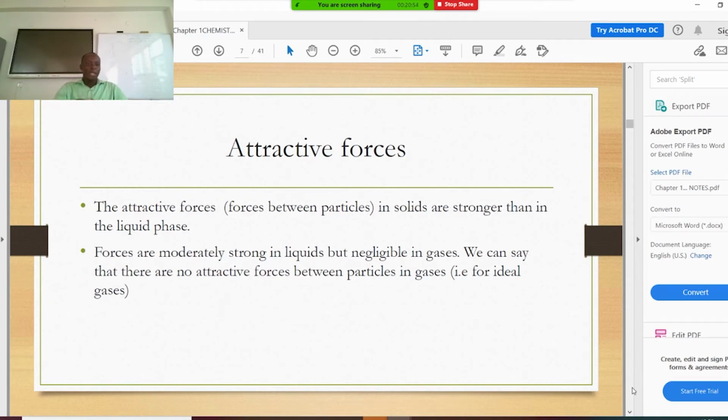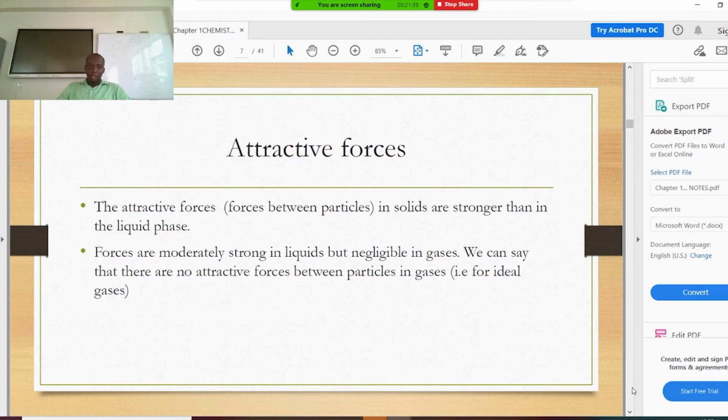In gases, we say that there are no attractive forces between the particles. That is for the ideal gas. But even in the real gas, there are attractive forces, but they are very weak, and so we can simply say that there are no attractive forces. That is why if you look at the arrangement, they are far apart, because the force that needs to bring them closer together is very weak or negligible. So at every point in time, the gaseous molecules are far from each other. The solids are tightly packed because the attractive forces there are really, really strong.